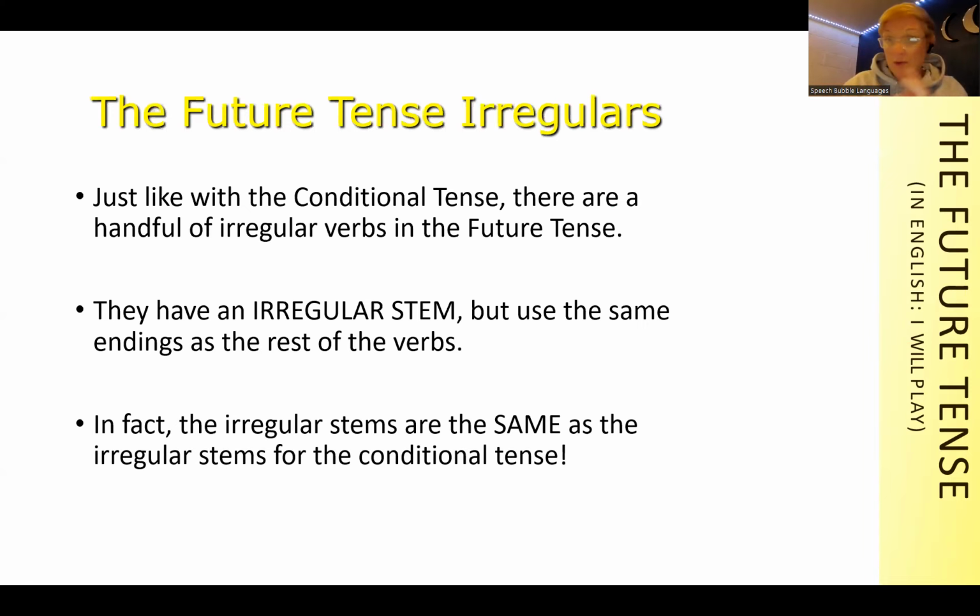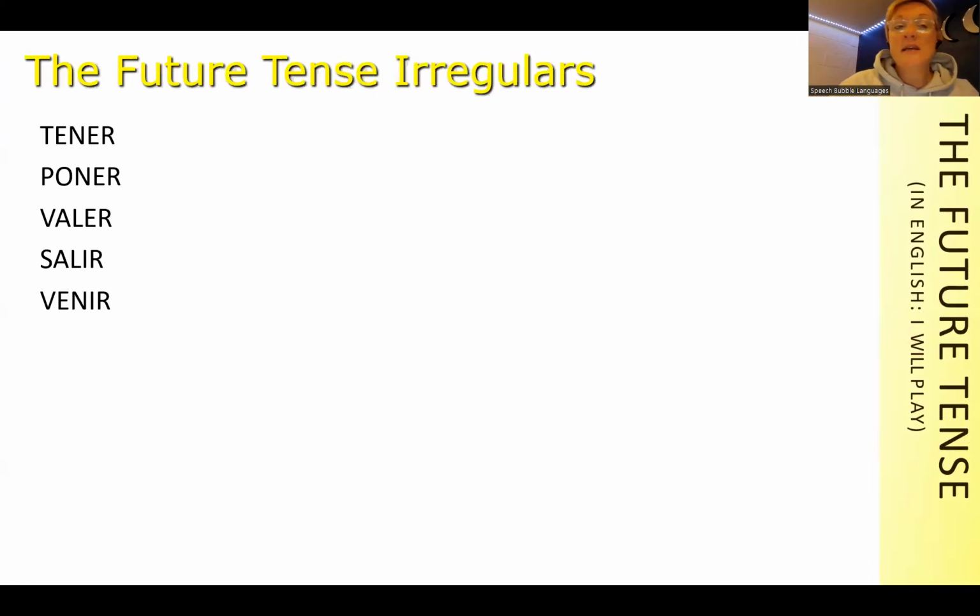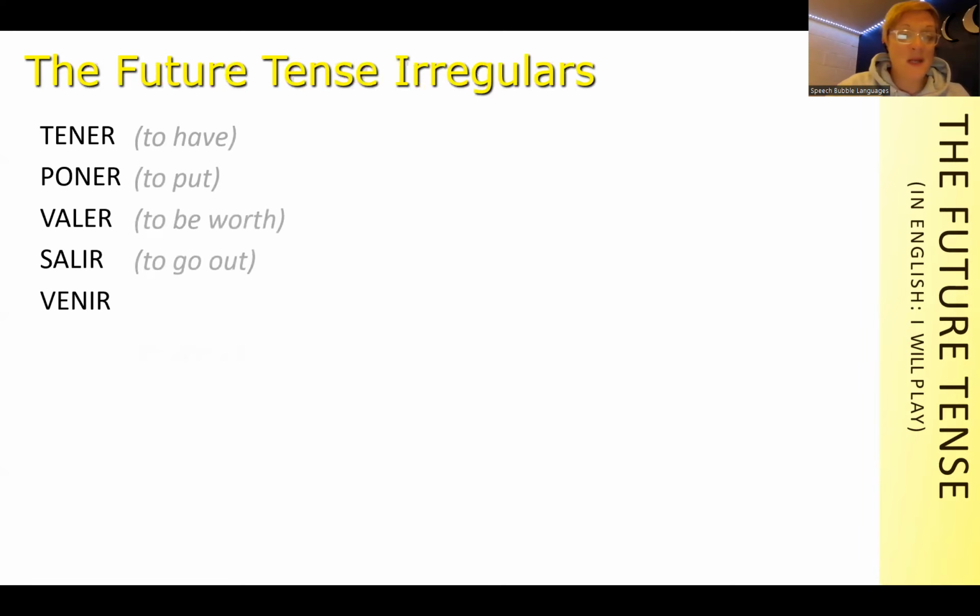So these guys are almost buddying up. Let's take a little look then, shall we? Here is our first bank of irregular verbs in the future tense. We have tener, poner, valer, salir, and venir.